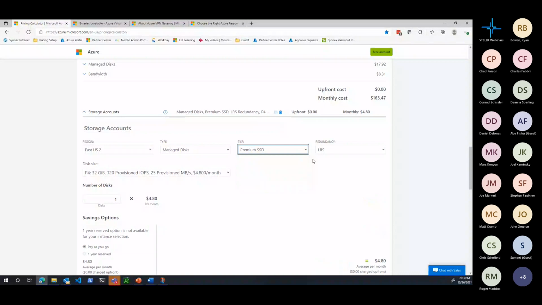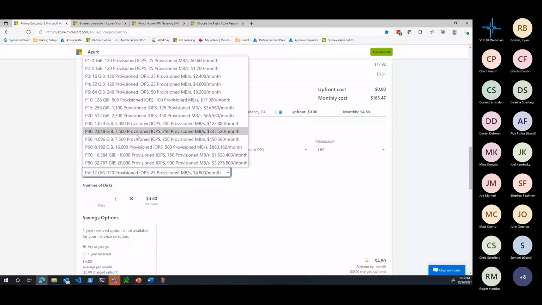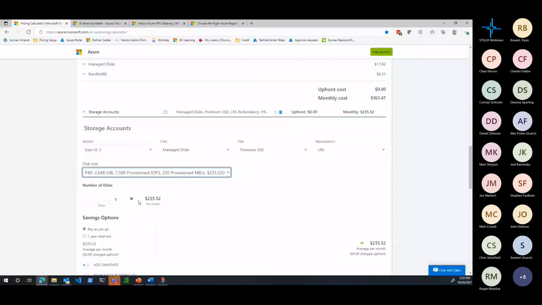Because I know this is SQL and I know that it needs access to that disk, heavily, I'm going to give it the 2 terabytes that I'm asking for. So that's a $235 disk, right? I'm going to pay for all 2 terabytes. Now, this is where I talk about right sizing as well.